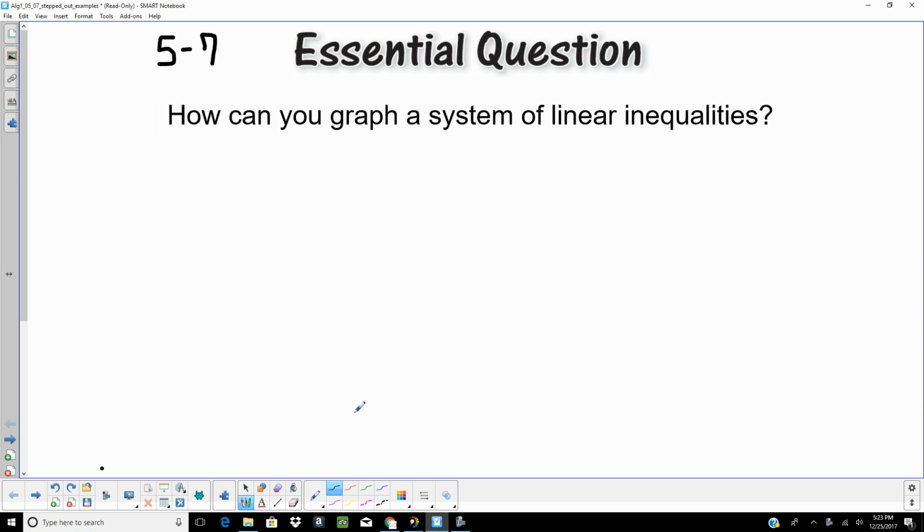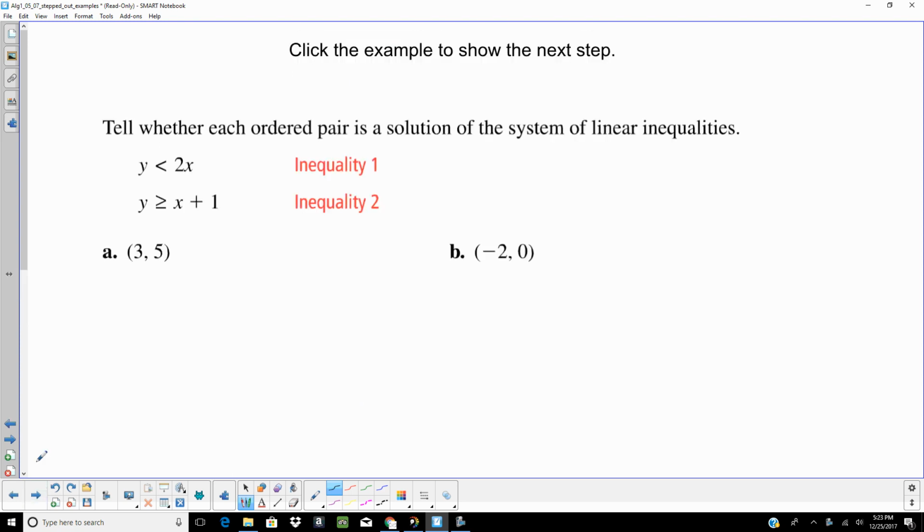Hello, today we are doing Chapter 5, Section 7. Our essential question is, how can you graph a system of linear inequalities? Well, let's first figure out how we can tell if something is a solution.